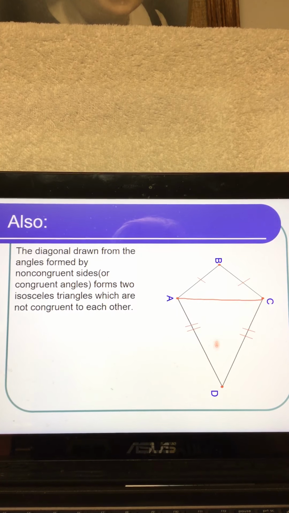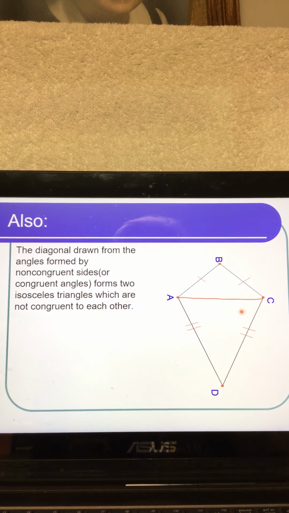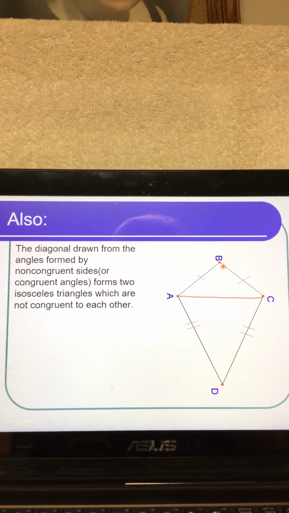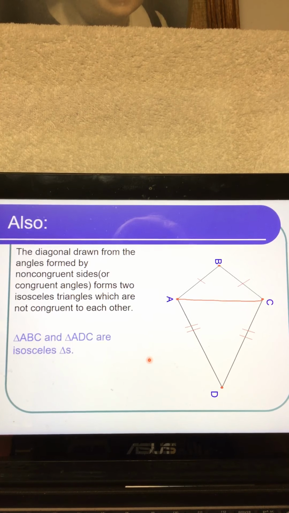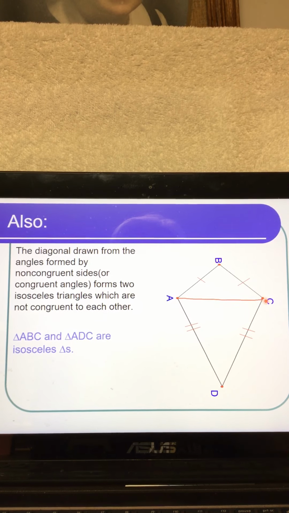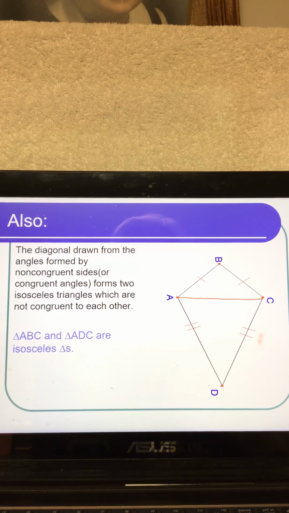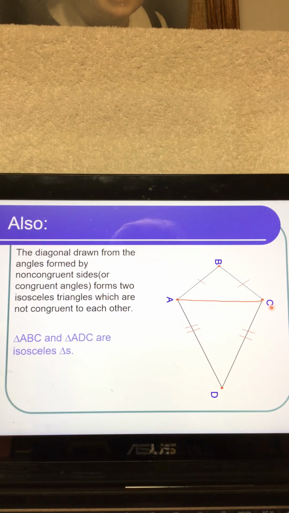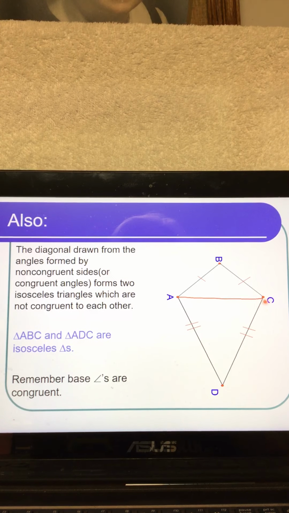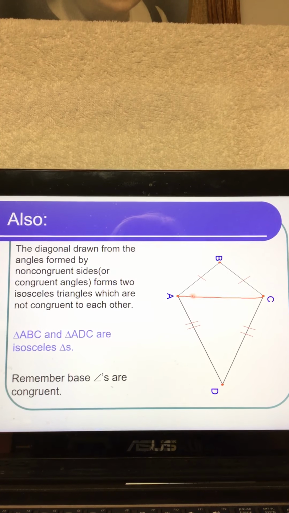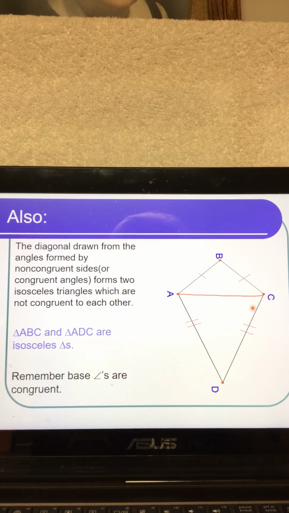Now these are not congruent to each other, obviously, but they are each isosceles. So we know that triangle ABC and triangle ADC are isosceles, and that's going to help us. Remember that base angles are congruent. So right here, those two angles and these here are going to be congruent to each other.